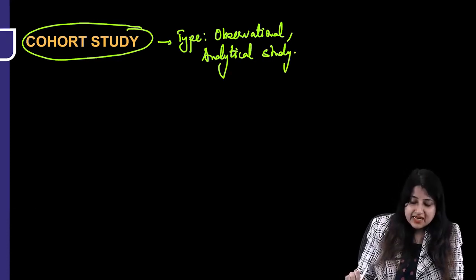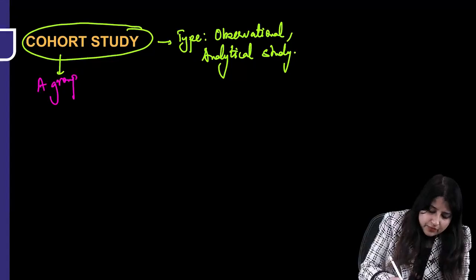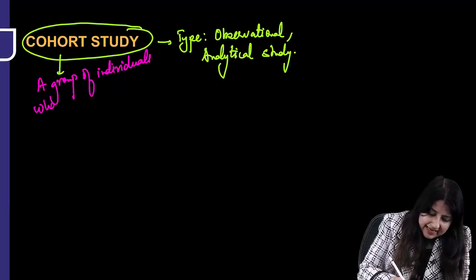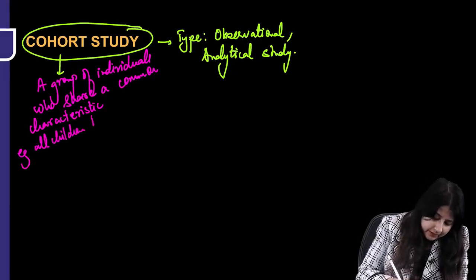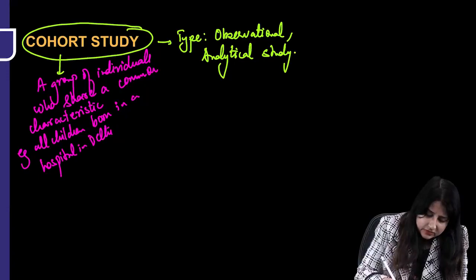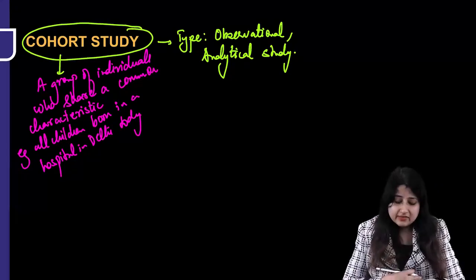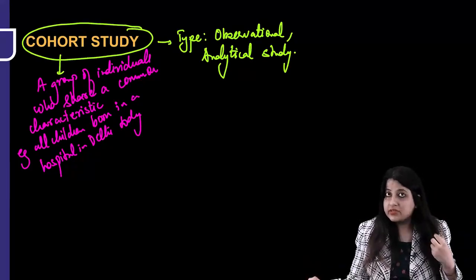Next, if somebody asks you what is the meaning of a cohort, please remember cohort simply means a group of individuals who share a common characteristic. Example, all children born in a particular hospital in Delhi today. So that is a cohort. Similarly, you can have a marriage cohort, all those who are getting married together. So any group of individuals who are sharing a common characteristic. That is the meaning of a cohort.